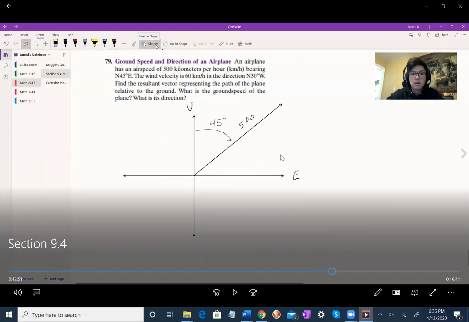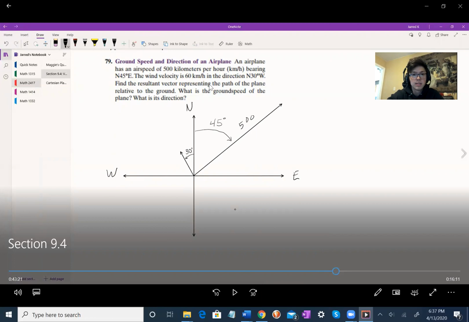So here, the professor wrote north and east. And as you saw here, it said we had an airspeed of 500 kilometers per hour. So that's the magnitude of the vector, 500. And then north, 45 degrees east. So from north went 45 degrees towards the east. Okay, it gave us that, and that's all he did in this step.